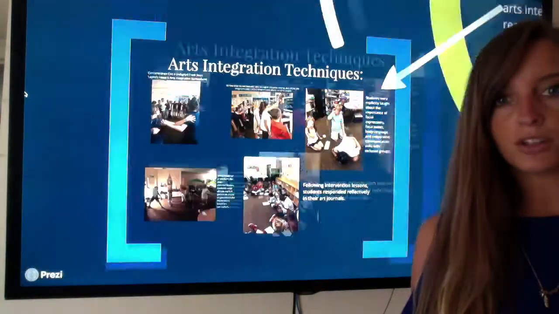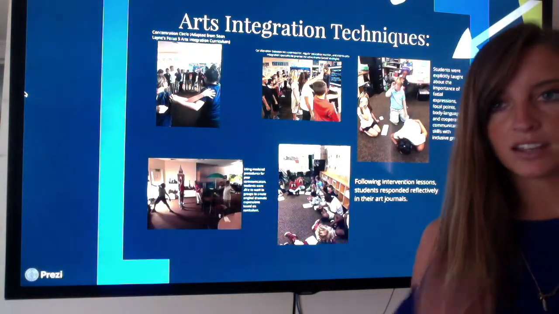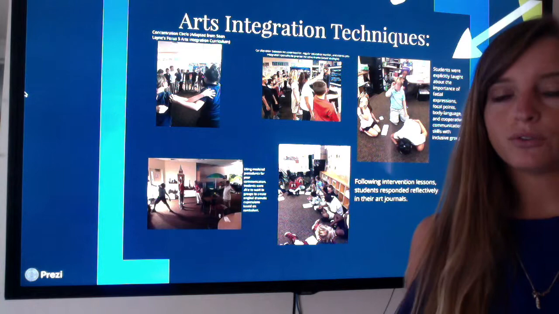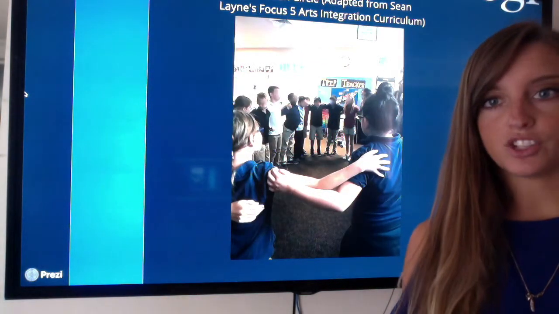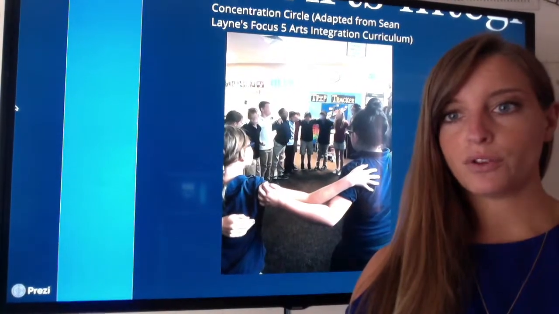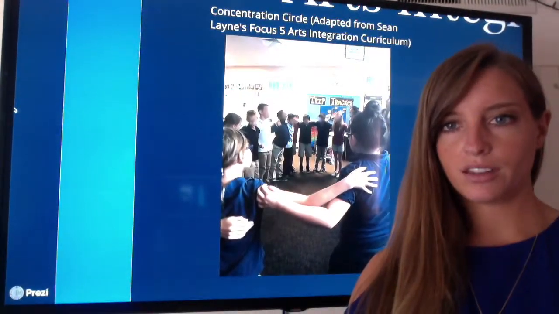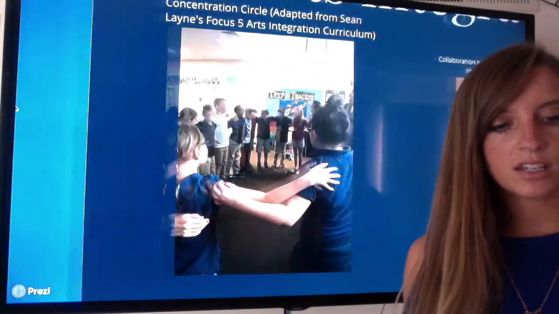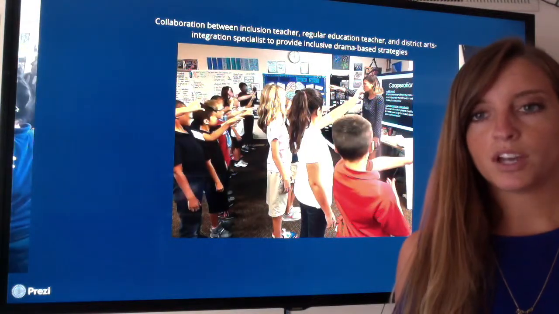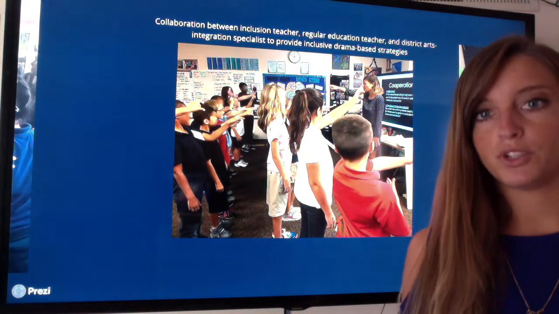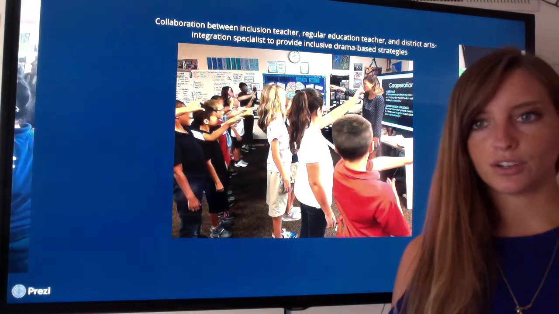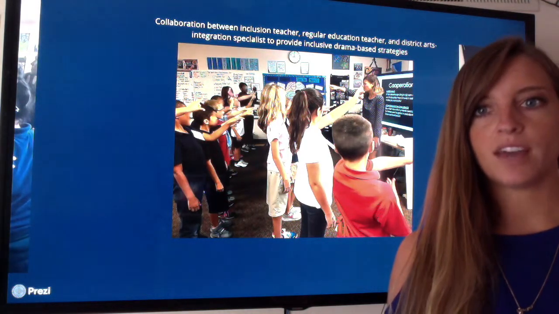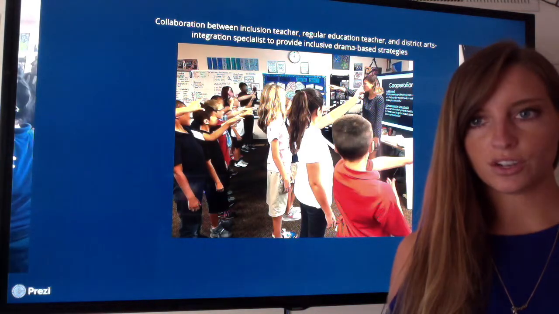Here's a little bit of a closer look at those specific techniques that were used. So first, each lesson started with a concentration circle. This is a strategy that was adapted from Sean Lane's Focus 5 Arts Integration curriculum. And then the lesson sequence was planned through a collaboration between that inclusion teacher, regular education teacher, and the district arts integration specialist to provide that inclusive drama-based arts integrated learning.